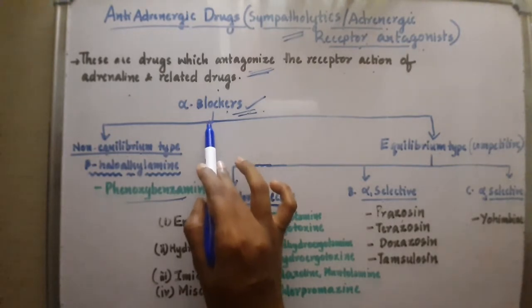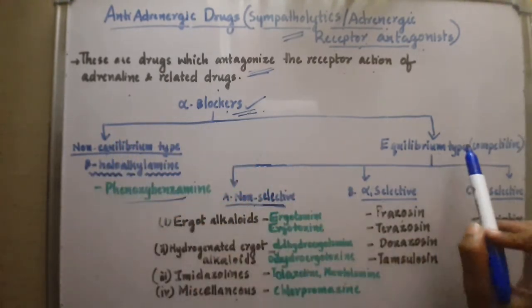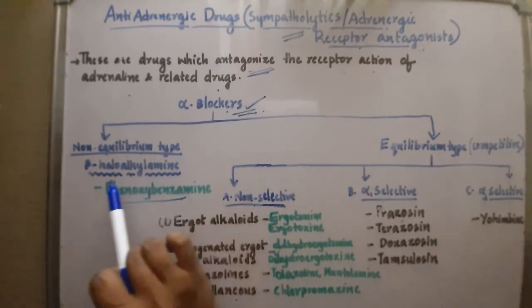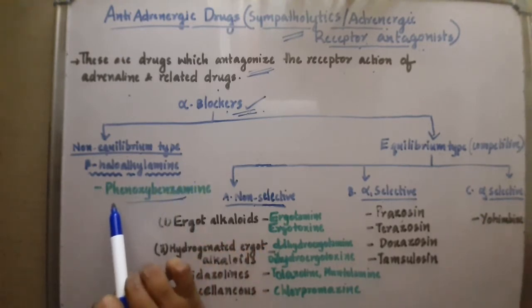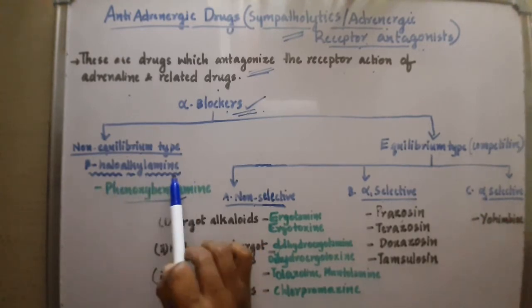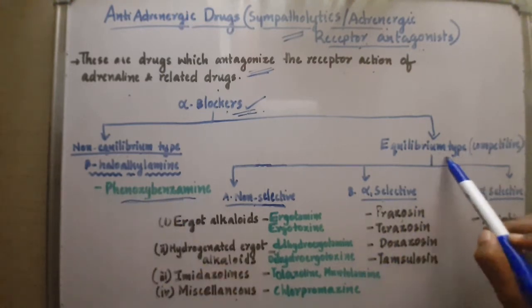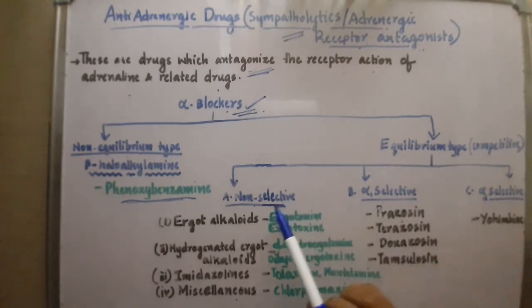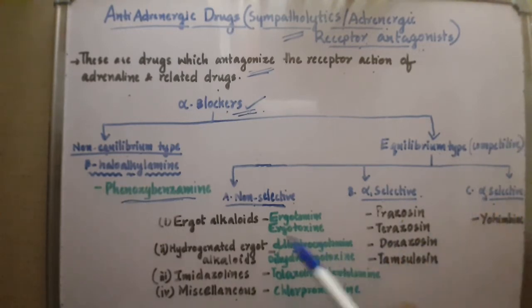alpha blockers. Alpha blockers can be divided into two types, non-equilibrium type and equilibrium type. The non-equilibrium type class is beta-haloalkylamine, and the drug that comes under beta-haloalkylamine class is phenoxybenzamine. And let us move to the equilibrium type, which is competitive in nature. They are subdivided into non-selective, alpha-1 selective and alpha-2 selective.